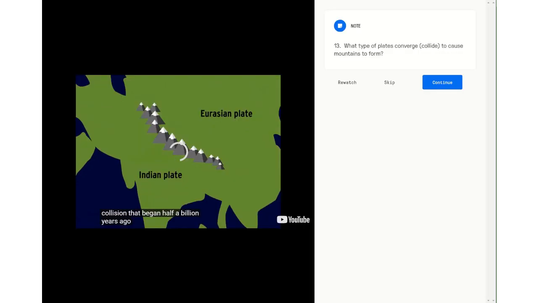What type of plates converge or collide or crash into each other to cause mountains to form? Was it divergent, convergent? Was it continental, oceanic? What type of plates? And like they said, they're still growing, even today.